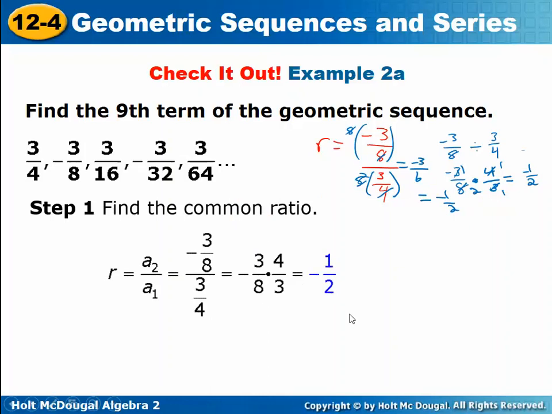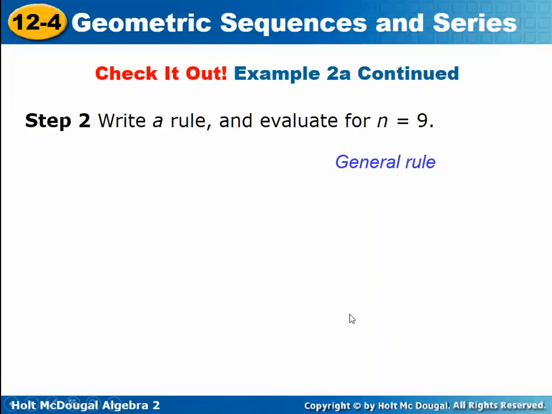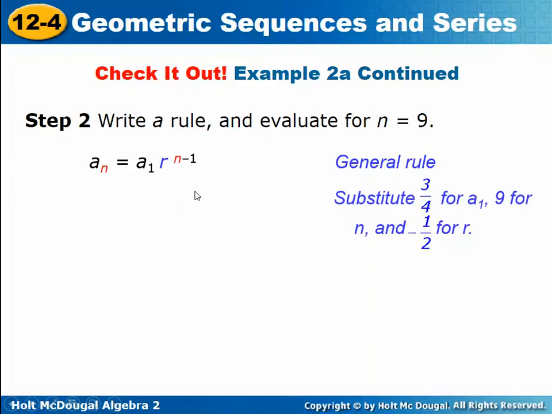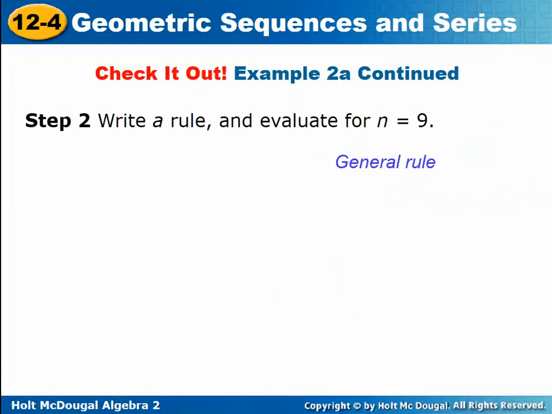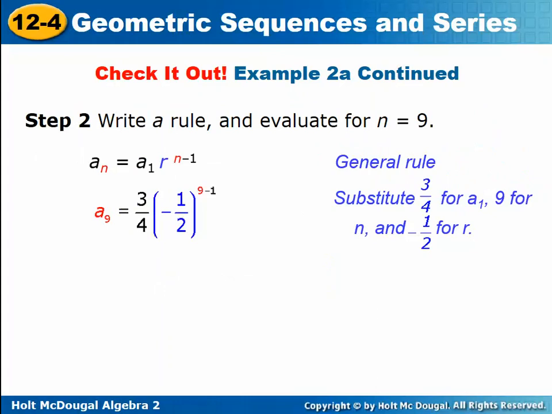Now, once you have the common ratio, then we're ready to write the rule. So you write out your general rule that you have written on your wall, that you've memorized, that you have in your notes, and we replace r with -1/2. Now, the first term of our sequence was 3/4, so I use that for a sub 1, and we're looking for the 9th term, so n equals 9. So you just substitute in each of those parts, and then you simplify using the order of operations, meaning that the very first thing that we're going to do is simplify the exponents. 9 minus 1 is 8. And then you must take -1/2 to the 8th power.